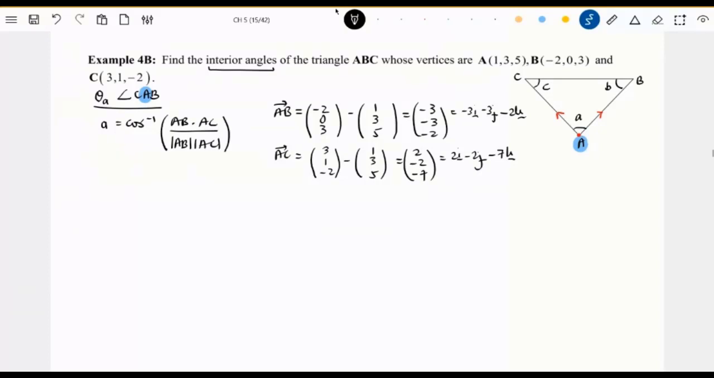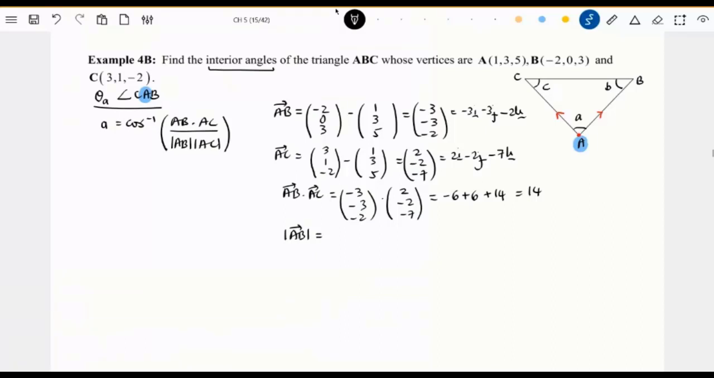So you have to find the dot product first. We're gonna have negative 3, negative 3, negative 2 dot 2, negative 2, negative 7. Dapat berapa ni? Negative 6, plus 6, plus 14. So we end up with positive 14. Magnitude AB.